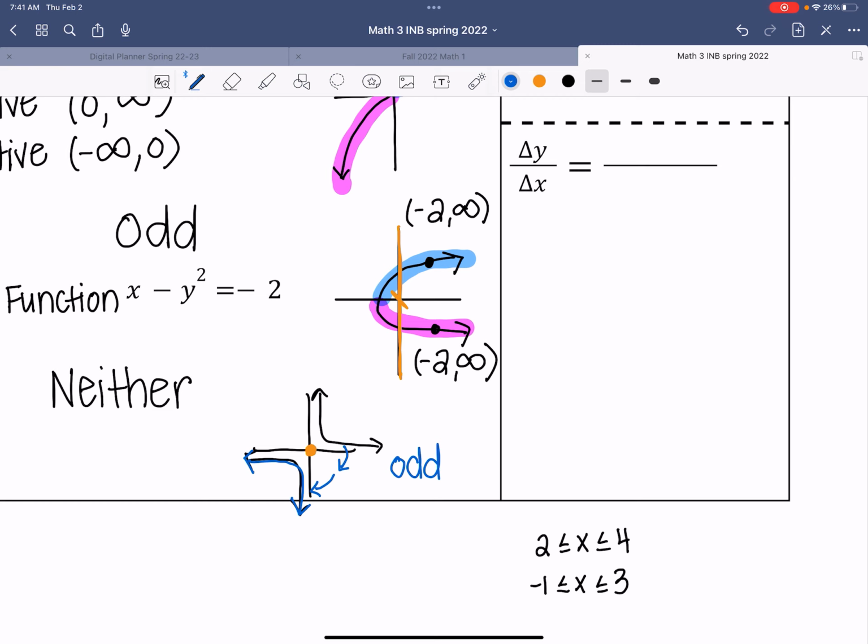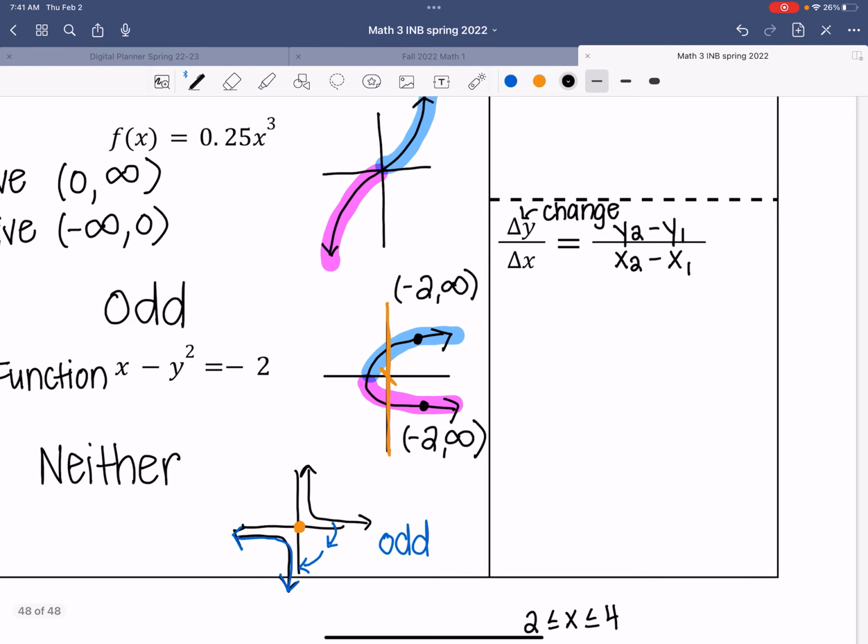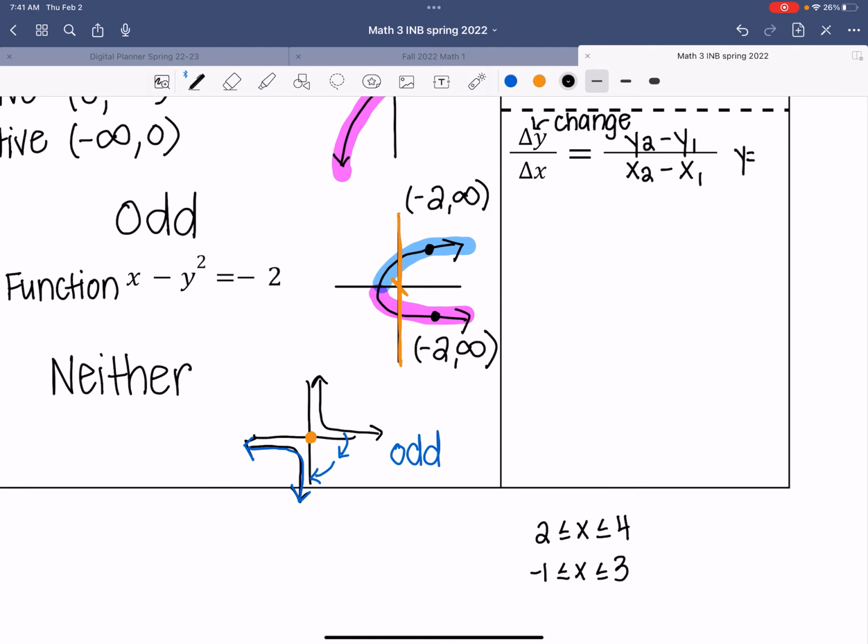So when we talk about rate of change, this little symbol right here, the little triangle, means change. So rate of change means the change in your y value over the change in your x value. And if you think back to Math 1, there was a formula that said y2 minus y1 over x2 minus x1.